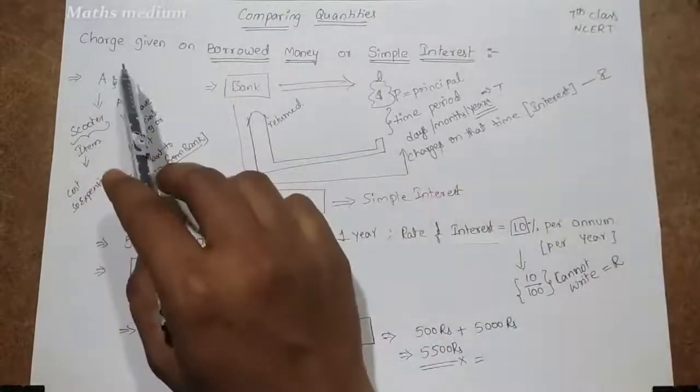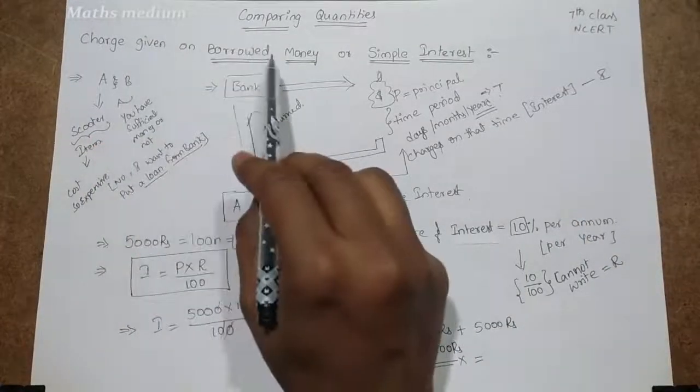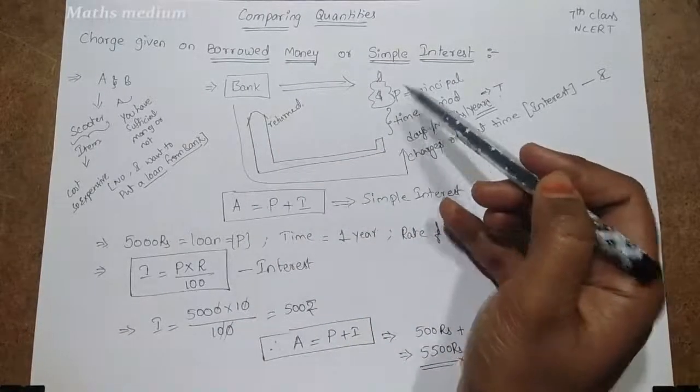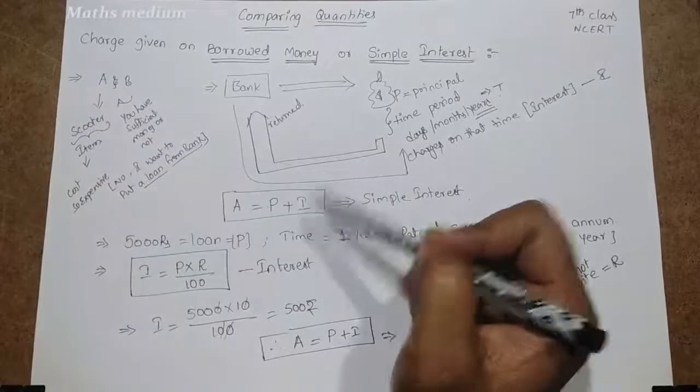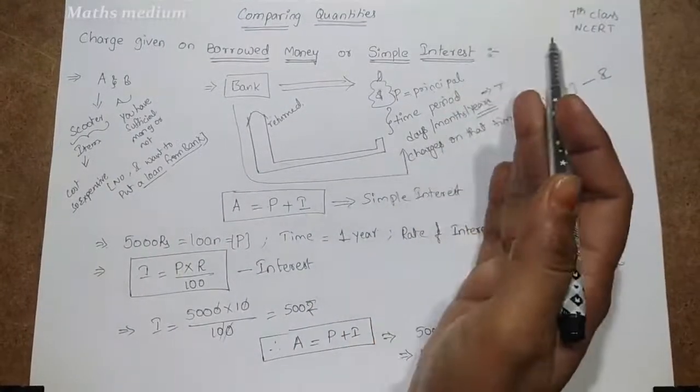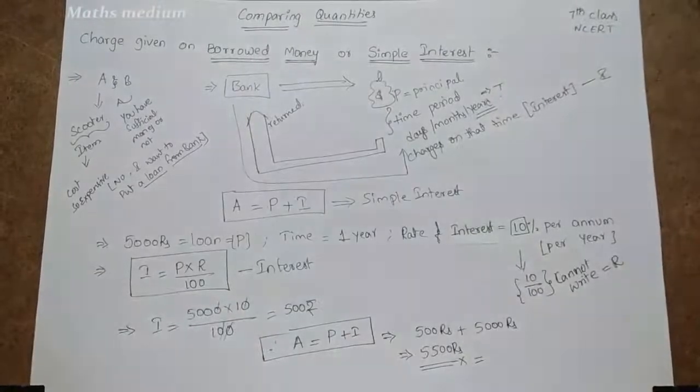At the start of the video, I told you about charge, borrowed money, and simple interest. Here, borrowed money is this, the charge is interest, and simple interest is the combination of these two. So, this is about this session. I hope you understand this session.